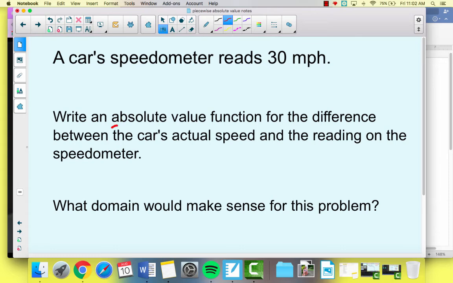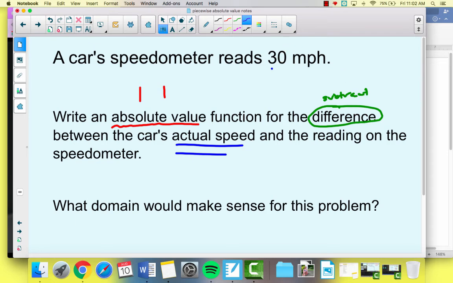So the first thing is that we want an absolute value function. So you know somewhere in your equation you're going to have the absolute value symbols. Okay, then they also say here the word difference. Remember, in math, the word difference means subtract. So we're going to have some subtraction in there. And then we have two different things that we're comparing. We're comparing the actual speed versus the speed on the speedometer.